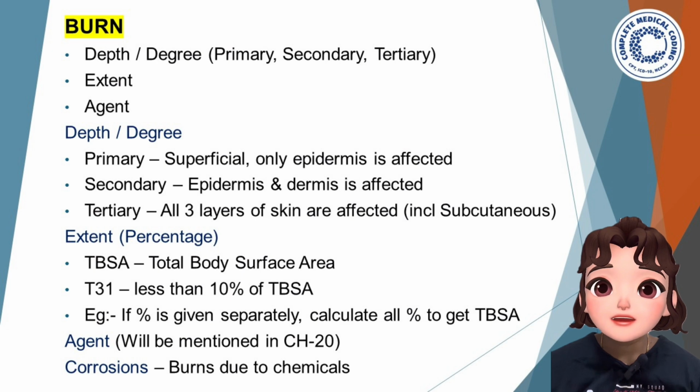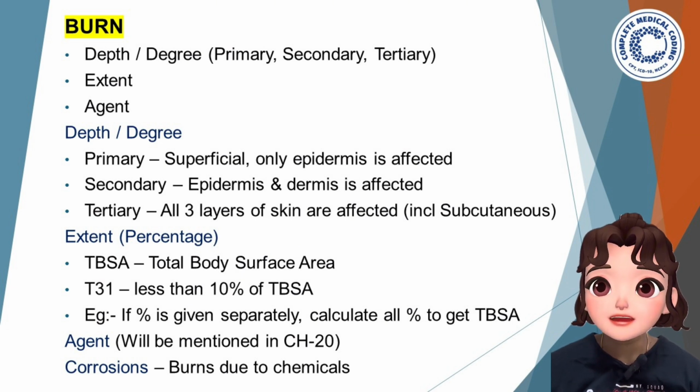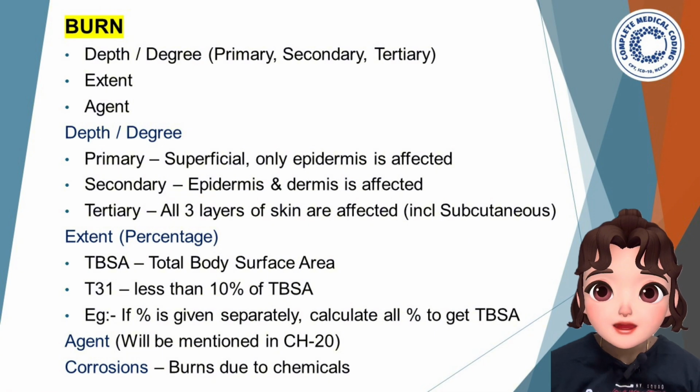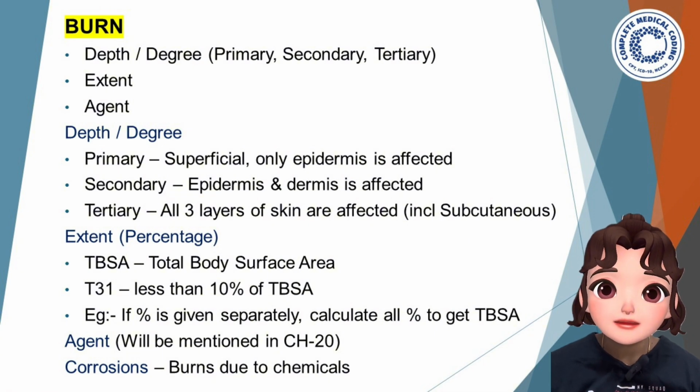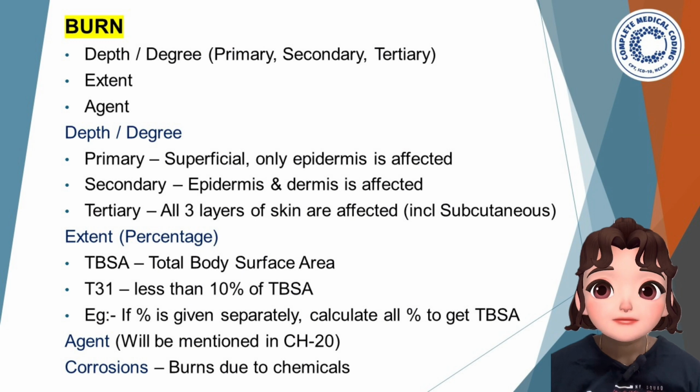Primary means it will be superficial. Only the epidermis is affected, meaning the outer skin layer. Secondary means both epidermis and dermis are affected. Both layers are affected. And tertiary means all three layers of the skin are affected: epidermis, dermis and subcutaneous. Tertiary is the major burn.